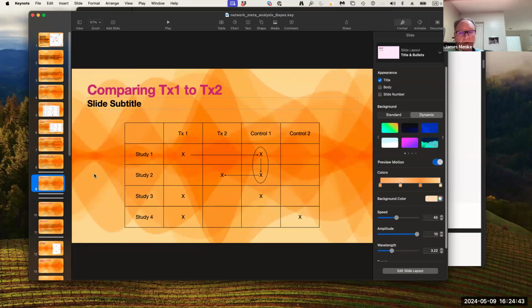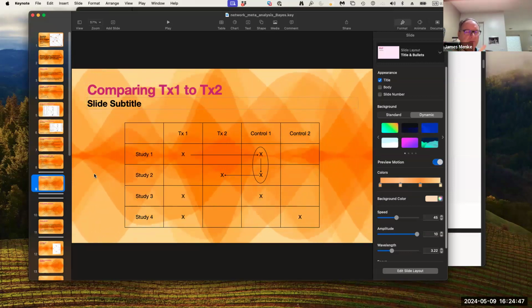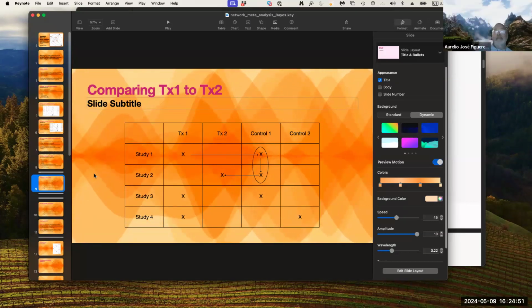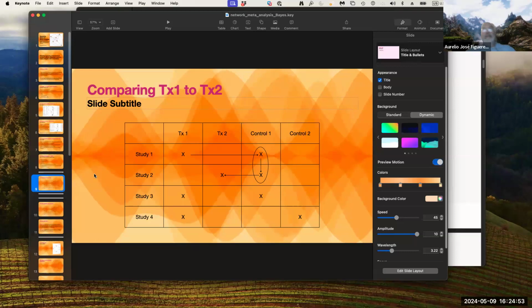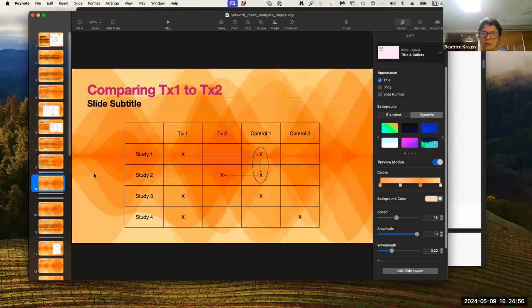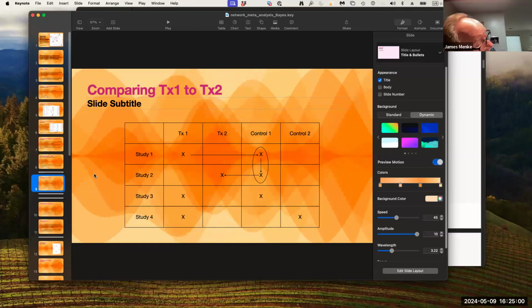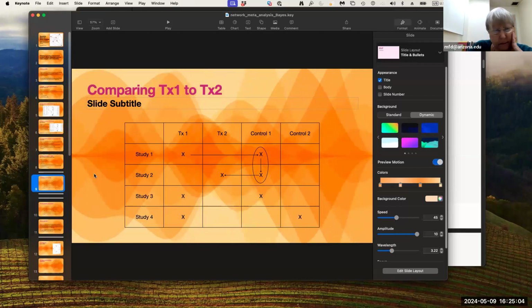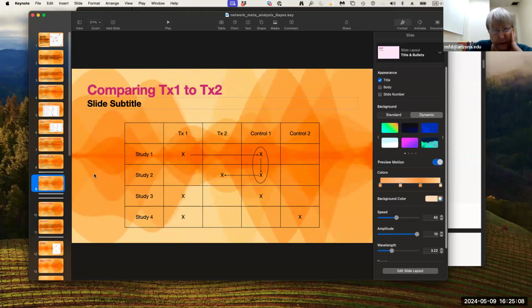And the more comparable the two control groups are, the better, because you're pooling them for the study. If they're comparable, you're pooling them. So that means you're kind of turning them into one study conceptually.